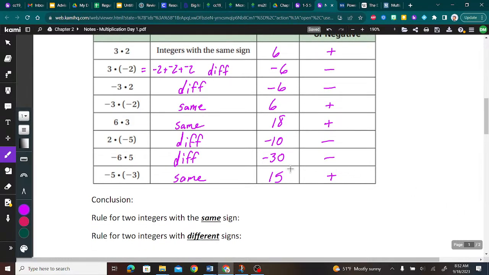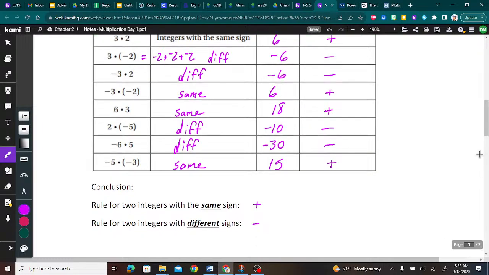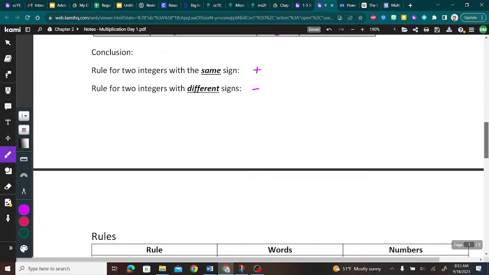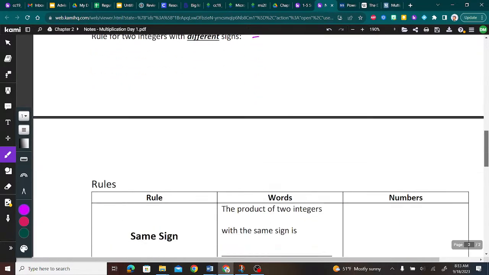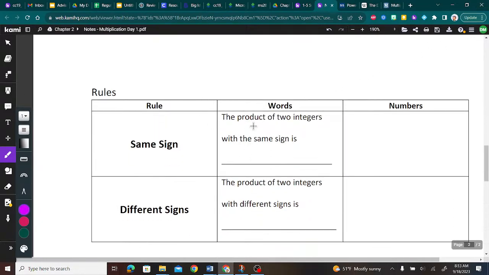So what we can infer from the table is that two integers with the same sign result in a positive. Two integers with different signs result in a negative. And so now we can write down our rule. Because I'm not going to multiply all the numbers in the world to show you that this always is the case, I'm going to state the rule. The product of two integers with the same sign is positive.